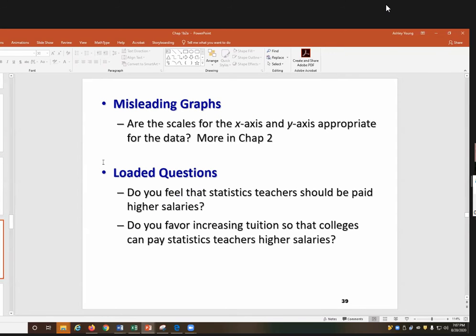Misleading graphs, we'll talk more about in the next chapter, and then loaded questions. Right, so those are questions that kind of lead to a certain answer. For example, do you feel statistics teachers should be paid higher salaries? Of course, you guys would all say, oh yes, of course, right? But if we said, do you favor increasing tuition so that colleges can pay statistics teachers higher salaries? Then, of course, you guys would be like, no, poor students, you can't do that. So, how you phrase the question matters.